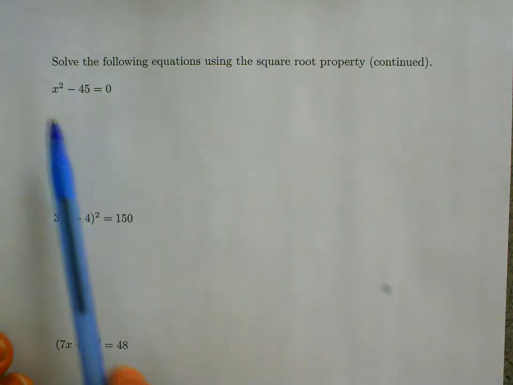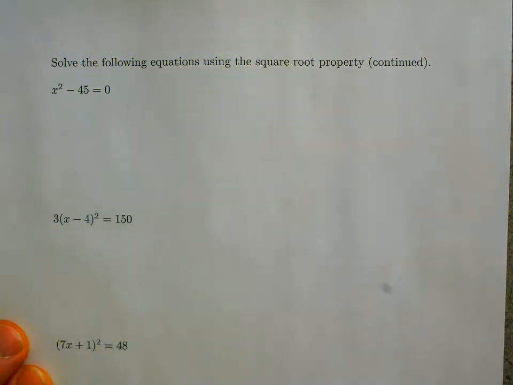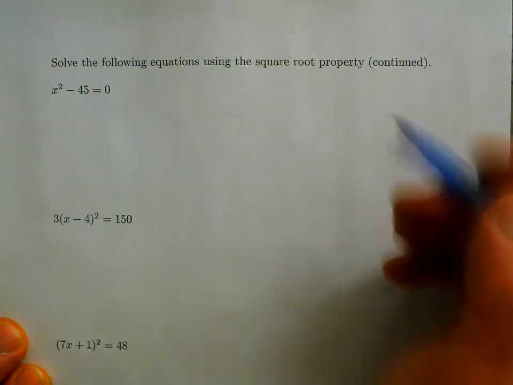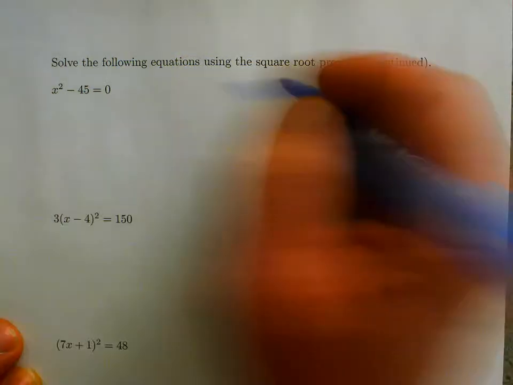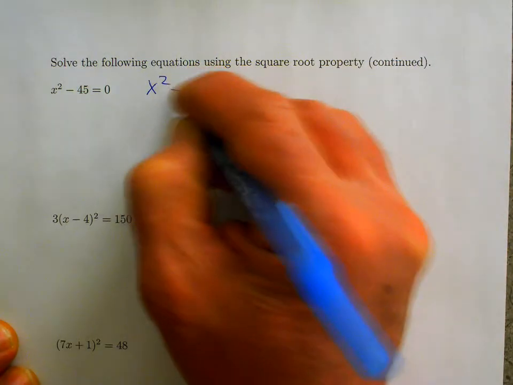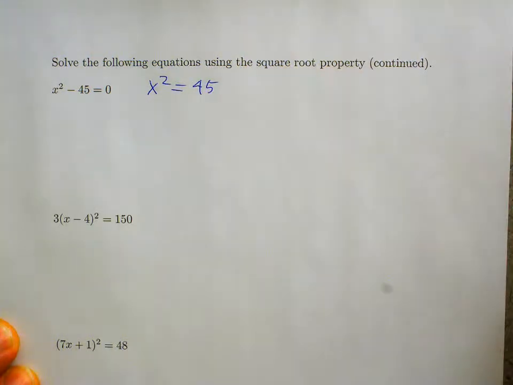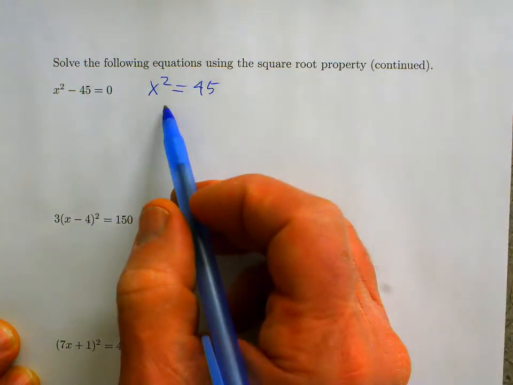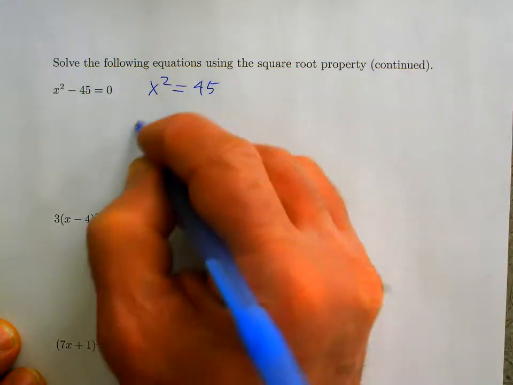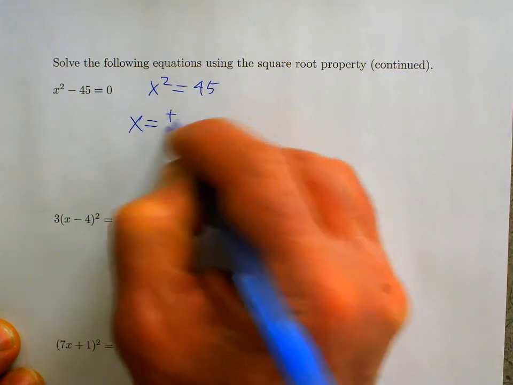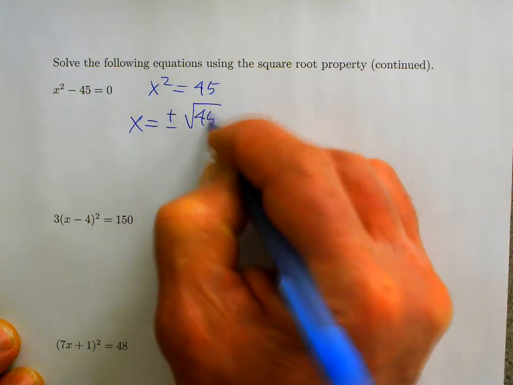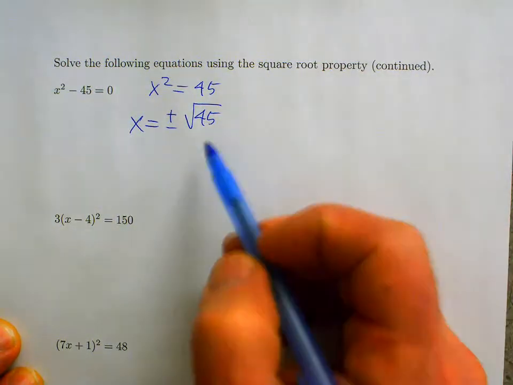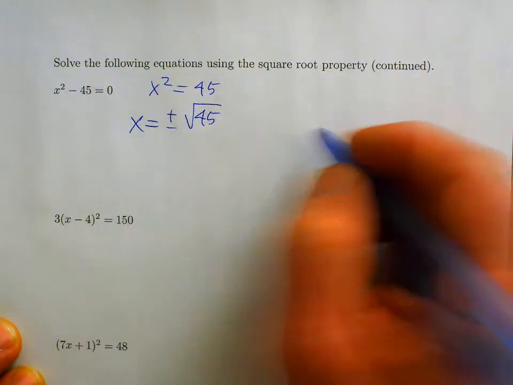Well, on this one, x squared minus 45 equals 0. First, we have to add 45 to both sides. So x squared equals 45. And then apply the square root property. x equals positive and negative square root of 45. The square root of 45 can be simplified further.